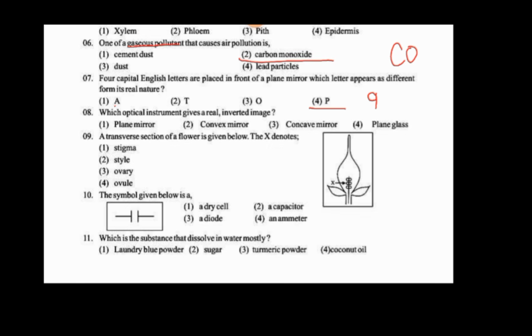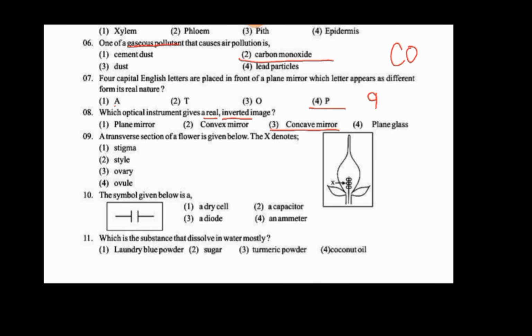Next one, which optical instrument gives a real inverted image? Now if we take plain mirrors, they give a virtual image. What is meant by a virtual image? A virtual image means the image cannot be taken onto a screen. So we can't take plain mirror. Then real inverted. The image from a convex mirror is always upright. So the answer is the third answer, concave mirror.